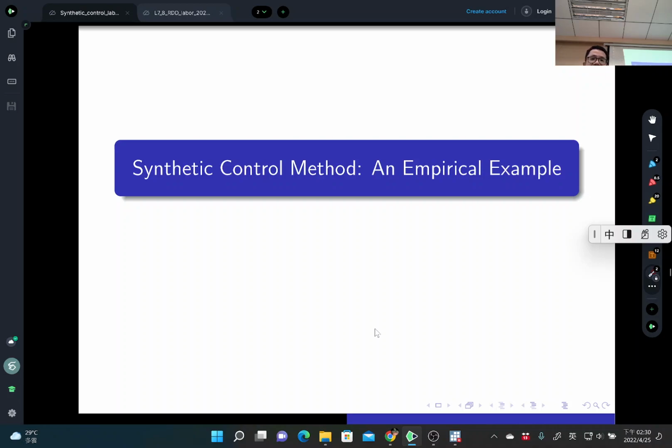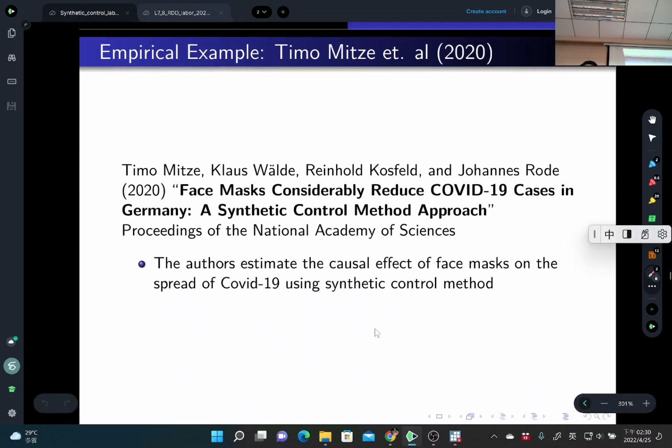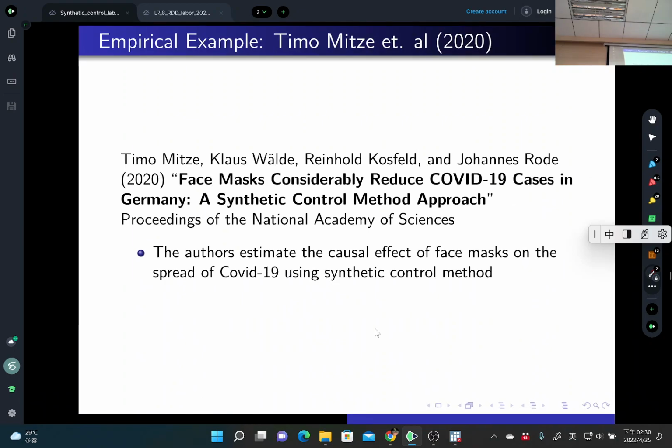Okay, so let's start. I give you one empirical example using the synthetic control, and from this example you will find that synthetic control can answer very important questions. So far you might find you don't need a very good dataset when you implement the synthetic control method. You don't need individual-level data or a very confidential dataset. You just need aggregate-level data, like country level or city level, which you can get from open data. Such datasets combined with the synthetic control method can answer very important questions that just happened now.